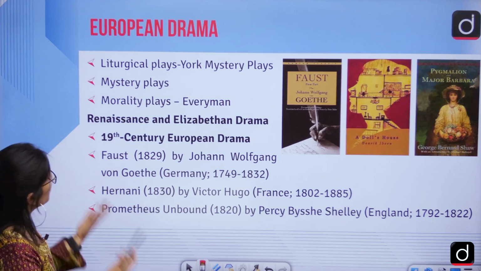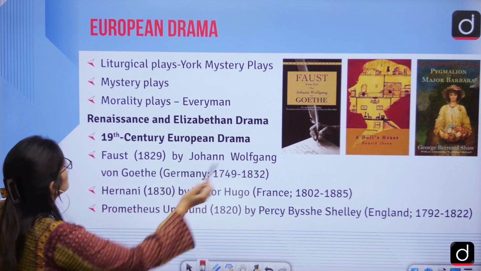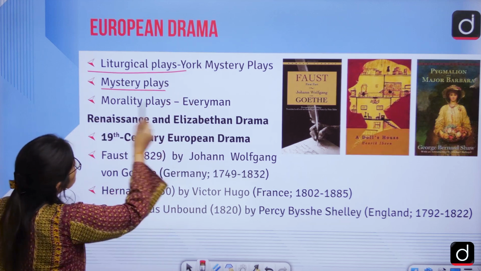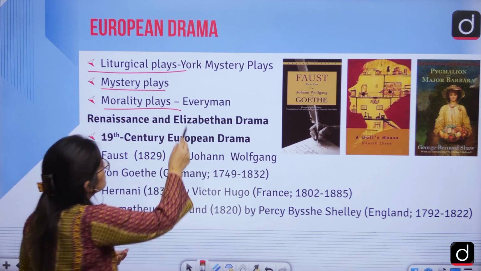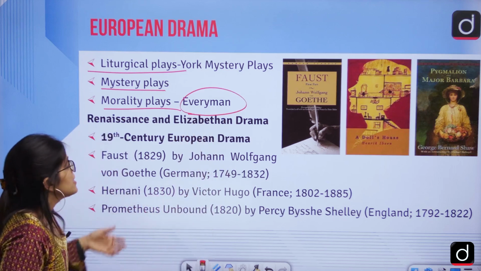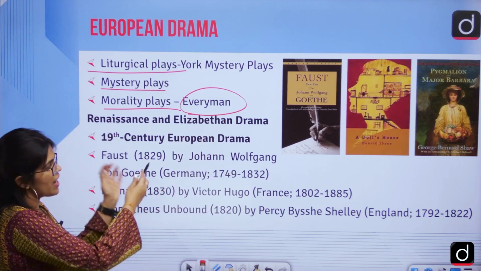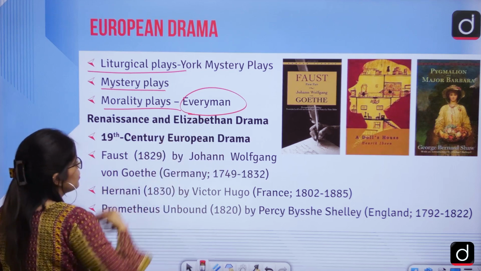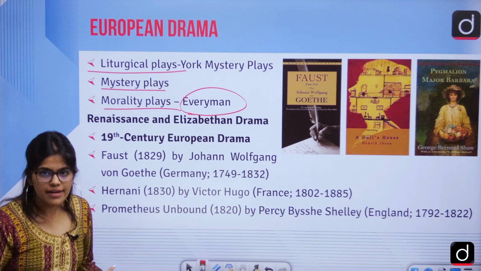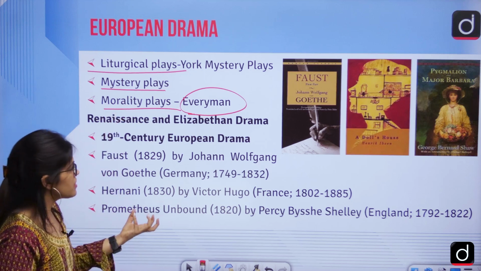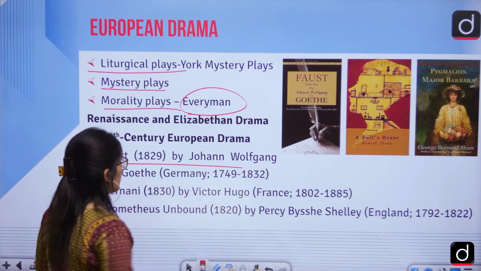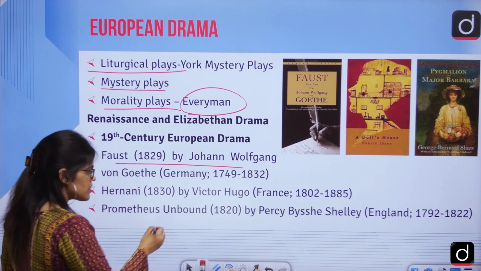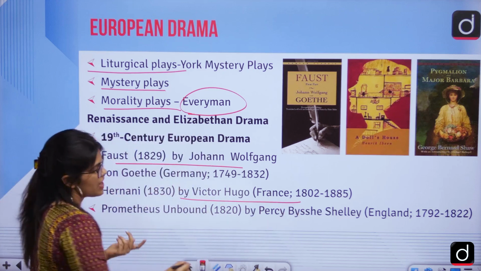Then you will of course study the liturgical plays that I told you about, the York mystery cycles. There are the mystery plays, the morality plays, Everyman being the very important play. Then of course we are going to divide them according to the different genres that we have done. So in British literature, we have all of these things. There are some other writers that are very important in European literature, like we have Goethe, who has written Faust, and he has written so many other plays also. We have Victor Hugo, and then we have P.B.